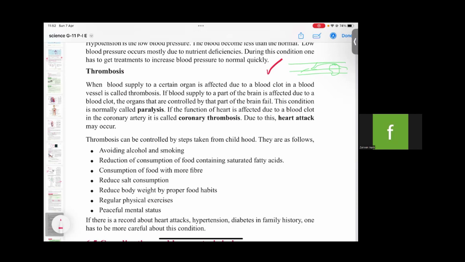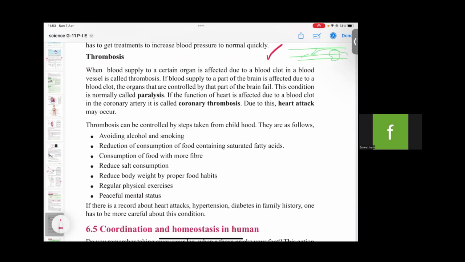How? You have to avoid alcohol and smoking, and reduce the consumption of food containing high saturated fatty acids. Where are saturated fatty acids found? Beef, pork, mutton, egg yolk, prawns, and so on. You can eat them, but in limited amounts. And then you have to consume more food with fiber, because fiber will help you remove cholesterol in your body. Reduce salt consumption, maintain your body weight, do regular physical exercise, and always be peaceful.